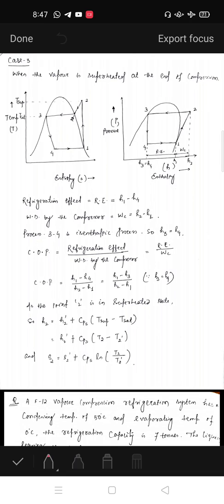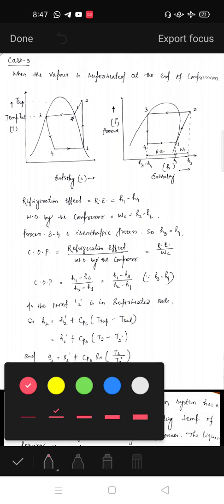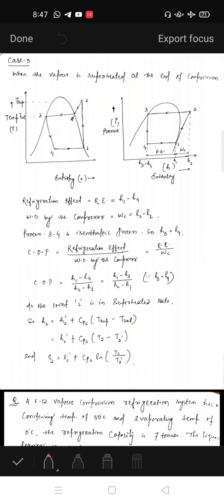In the last class we discussed the case when the vapor is wet at the end of the compression. So let's proceed further to our case number 3, that is, when the vapor is superheated at the end of compression.